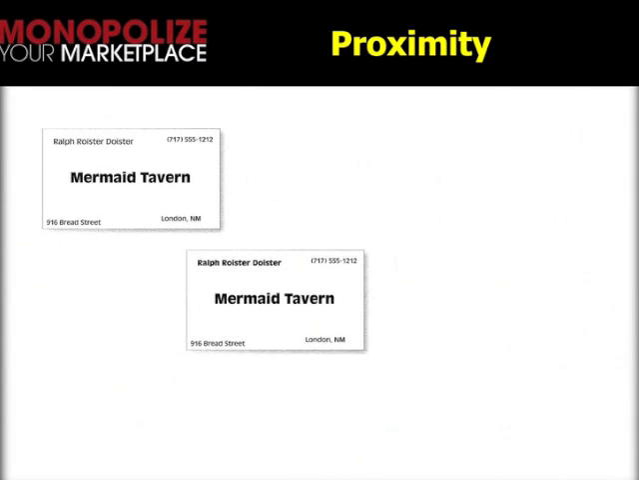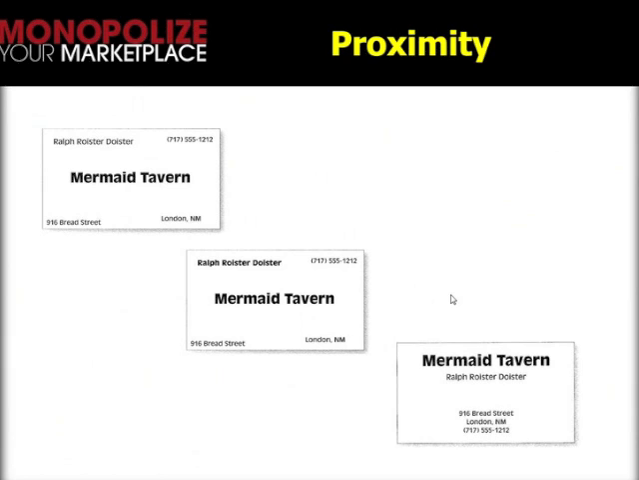So we go to the second example, and you'll see that we have now bolded the name. So that gives us a little bit of a clue that, okay, Mermaid Tavern is the main thing. The second main thing is the person's name, Ralph. And then we've got these other things. Now let's show you how proximity can pull these all together. All right, so we've got Mermaid Tavern, Ralph Dossier, I don't know how to say that. And then we see we've got the address and phone number all bunched and grouped together.